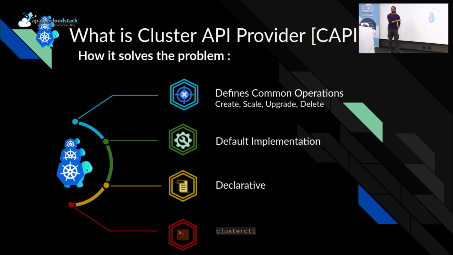Then it uses a declarative approach. Kubernetes provides a declarative way of defining your APIs, right? It uses that same declarative approach to define your Kubernetes cluster itself. And finally, it provides a tool called clusterctl through which you can manage all your CAPI clusters. It's a CLI tool.